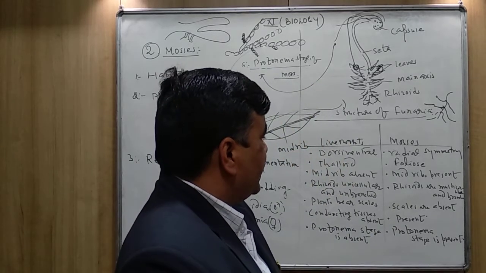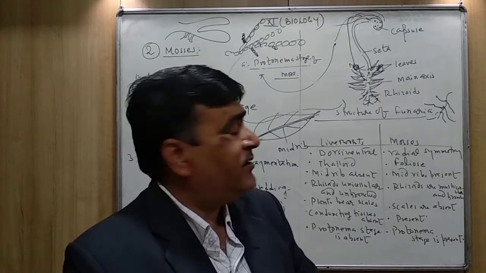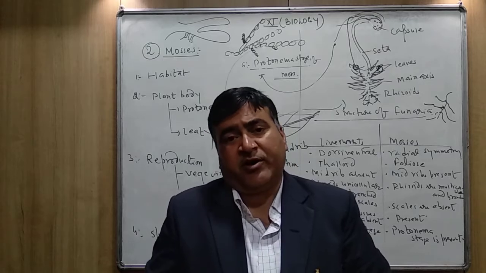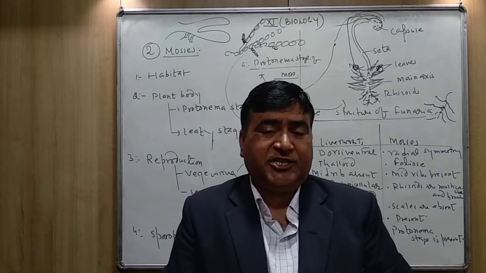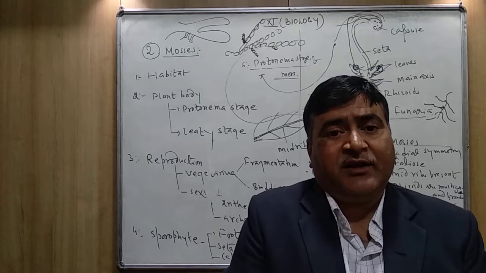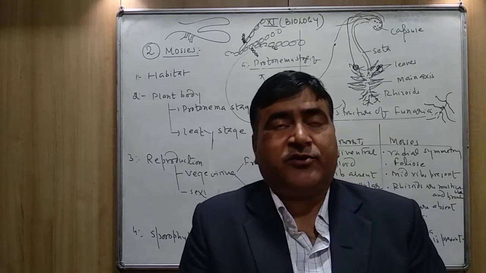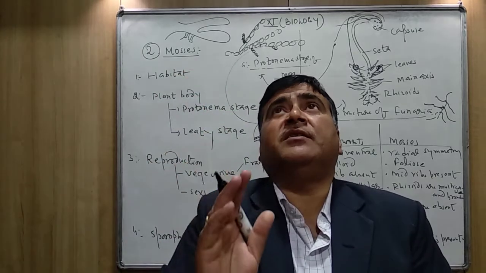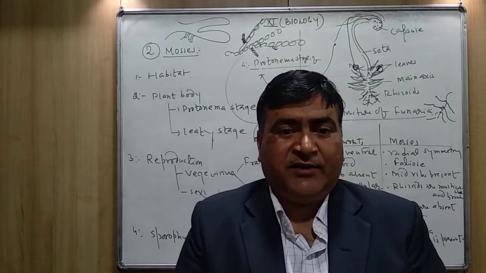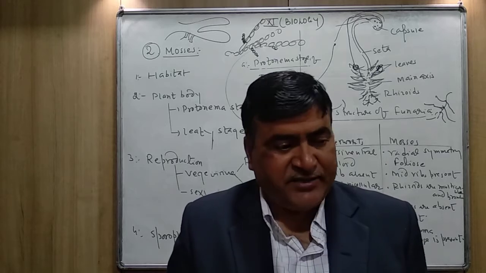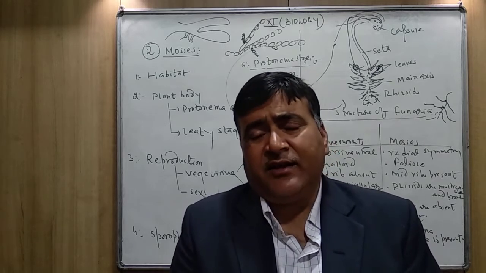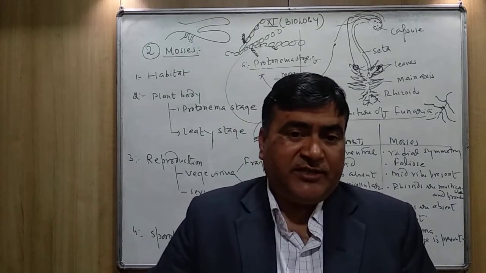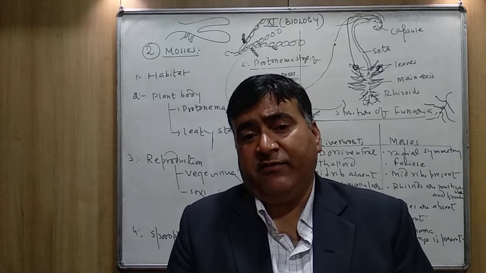Now the next one is conducting tissues. In liverworts, the plant body is thalloid in nature. The whole plant body is in contact with the substratum, and that's why there is no need to transport materials from one place to another. The plants are not erect. The whole body is attached to the substratum, and the conducting tissues like xylem and phloem, the transporting system, are absent in liverworts.